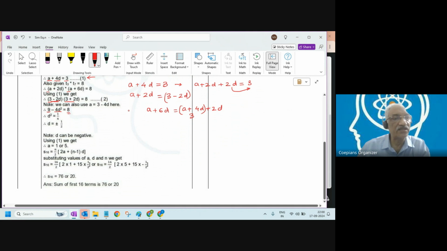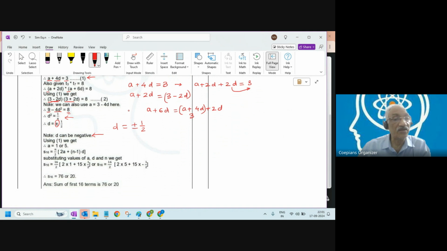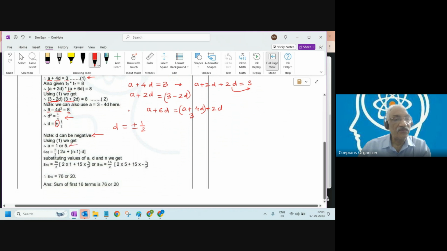No change on the right hand side. So simplifying, we get d square as 1/4. Now, a very important thing to remember is that d is not just half, but it is plus or minus half. Obviously, d can be negative. Don't always think that the arithmetic progression always goes up. It can come down as well. So based on this, we get the value of a as 1 or 5.